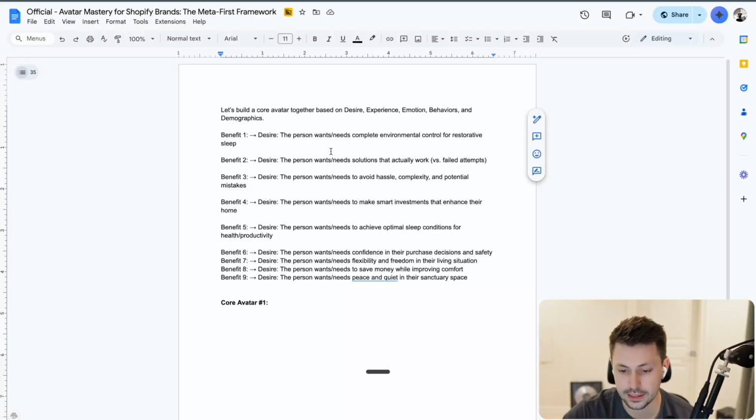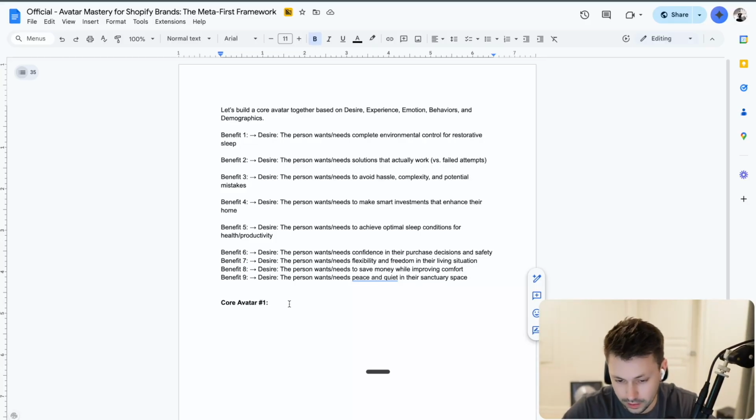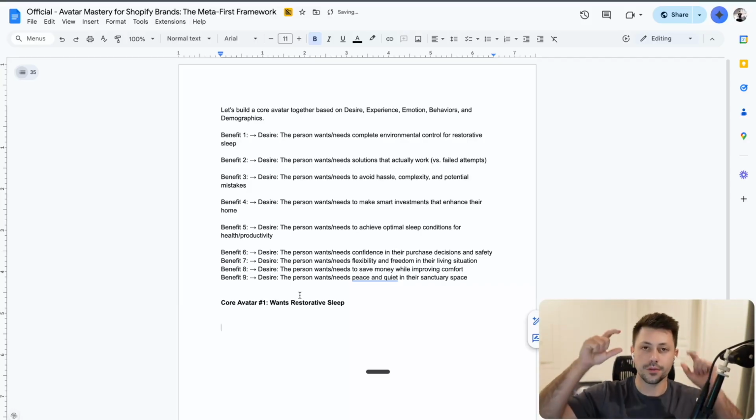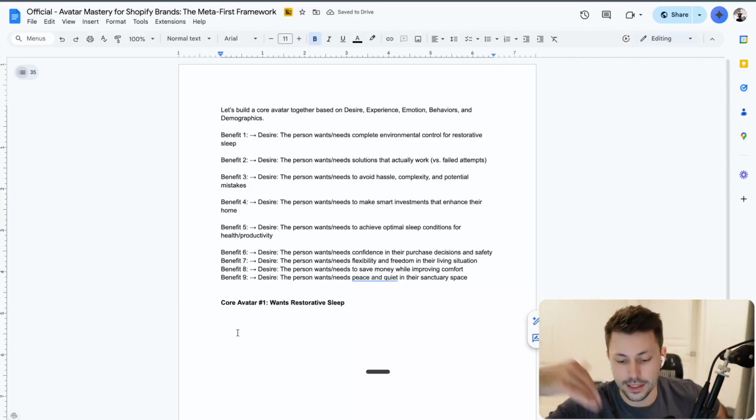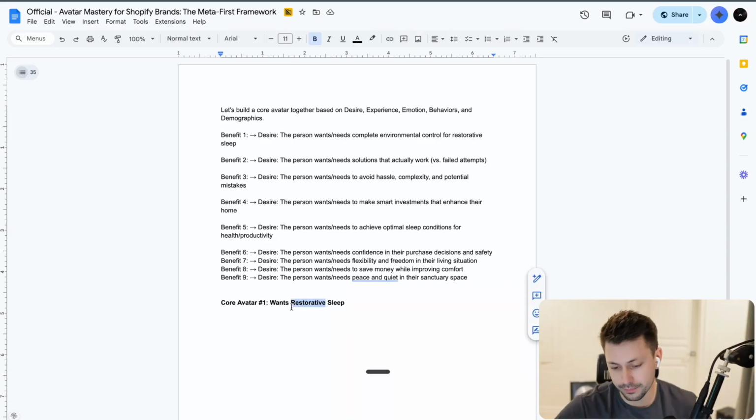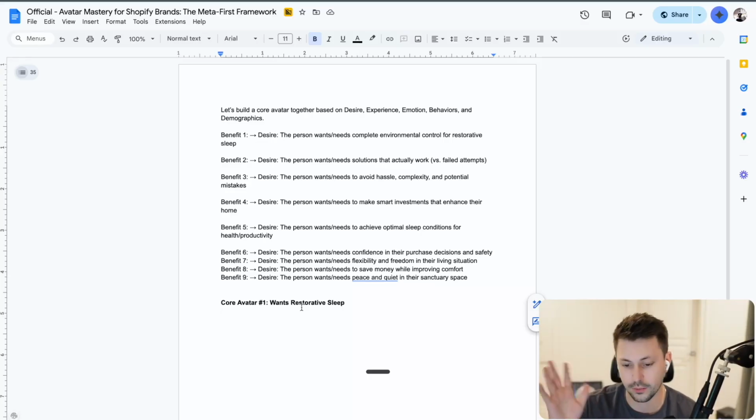The person wants and needs complete environment control for restorative sleep. Okay, and so the core desire that we could have here is really wants restorative sleep. So that's a core avatar that we could potentially have. And again, we're going to get into sub avatars after we start narrowing this down. But this is pretty specific already. And obviously a lot of people are going to go after this. It's more specific than just wants better sleep. We're saying restorative, which I like a little bit better.